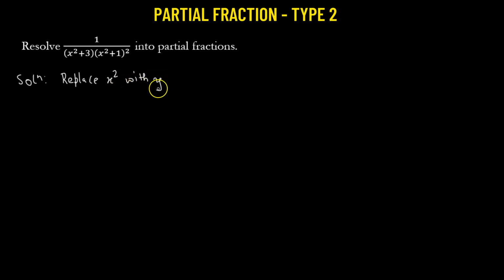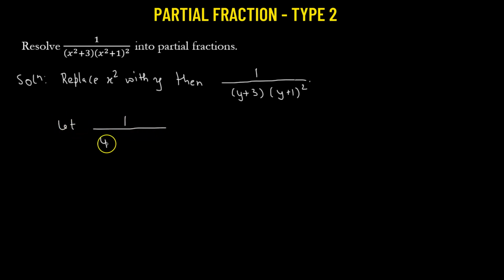If we replace it with y, then our given rational fraction can also be expressed as 1 over y plus 3, and in place of x squared we have y, so y plus 1 whole squared. So we'll try to resolve this new rational fraction, and at the end, we are going to replace the value of y with x squared. Okay, so let's begin. Here we are given 1 over y plus 3.